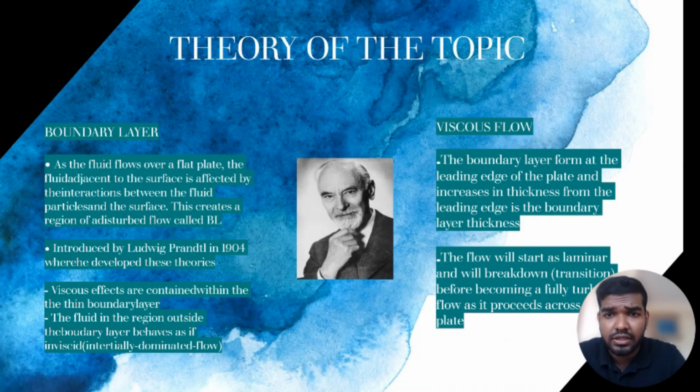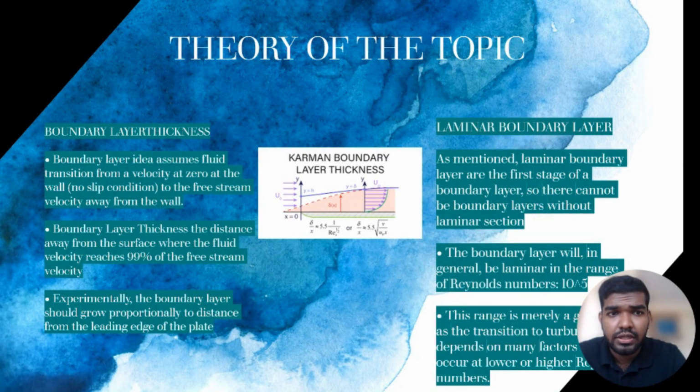And next we see the viscous flow. The boundary layer forms at the leading edge of the plate and increases in thickness from the leading edge. The flow will start as laminar and break down through transition before becoming fully turbulent as it flows across the plate. Next we see the boundary layer thickness.